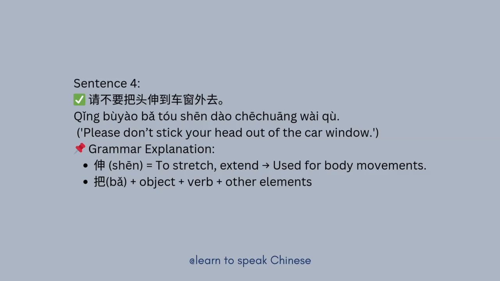The word 伸 comes right after 把头 because 把 is a grammatical structure that highlights the object 头, meaning head being acted upon. So, 把头伸到车窗外 means stick your head out of the car window. The structure works like this. 把 introduces the object, 头. 伸 describes the action being performed on the object. 到车窗外 specifies the direction or location of the action. This structure is very common in Chinese and is used to emphasize what's being done to the object.